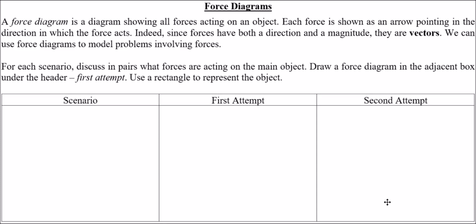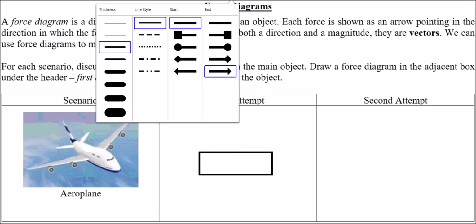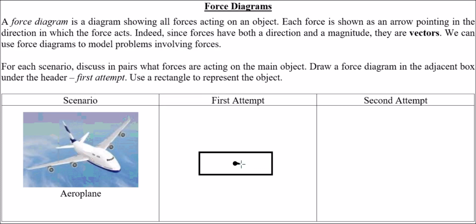So first off, we've got scenario, and as I said, first attempt and second attempt. So what's the first one? It's an aeroplane. So this is just me thinking out loud. So let's imagine our first attempt, we just drew a rectangle. That's a square, I know, before you start questioning. Okay, so that's going to be our plane. And it's going in this direction. So the motion of a plane is going this way.